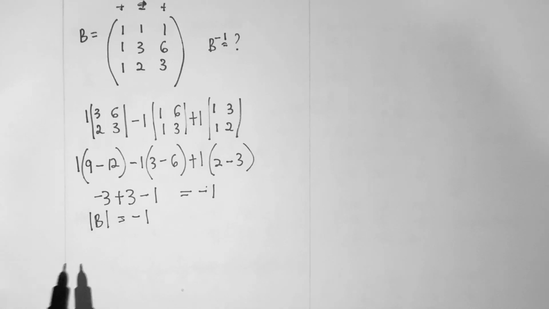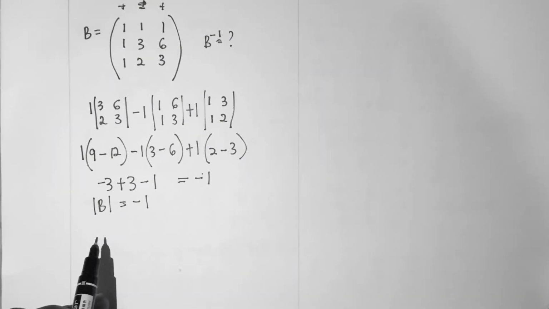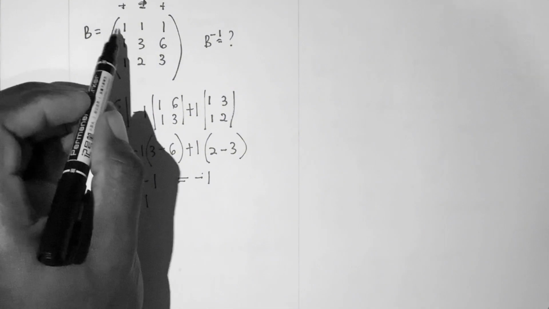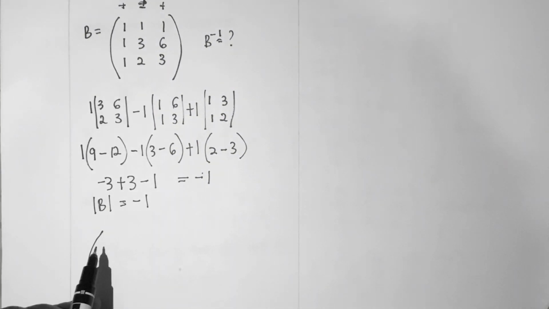The next thing we are supposed to do is to find the matrix of minors. So with the minors, let's construct a big column here. So take the first one, which is 1, and then rule out the row and column of 1.